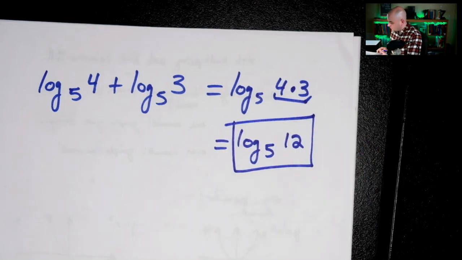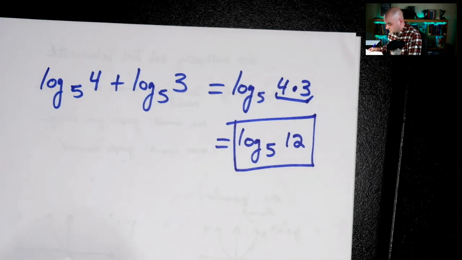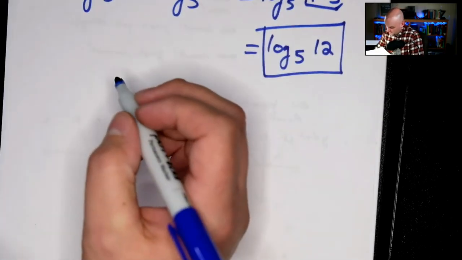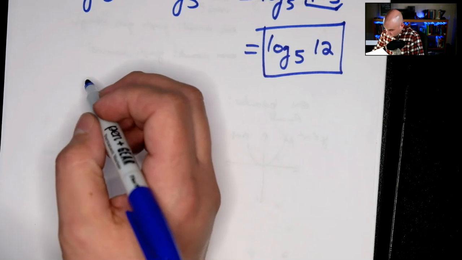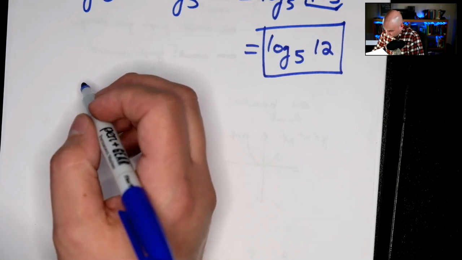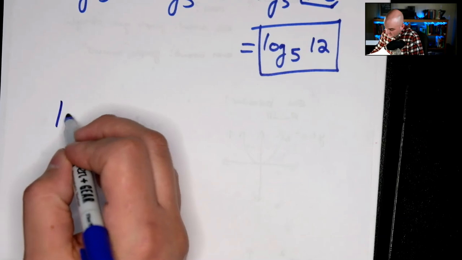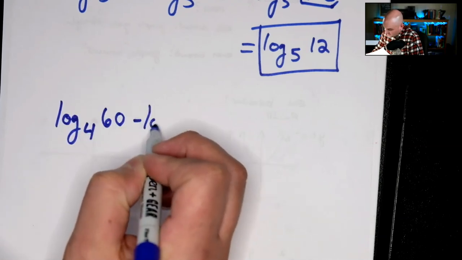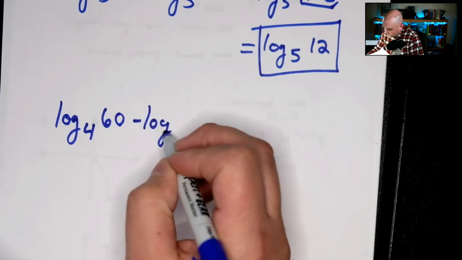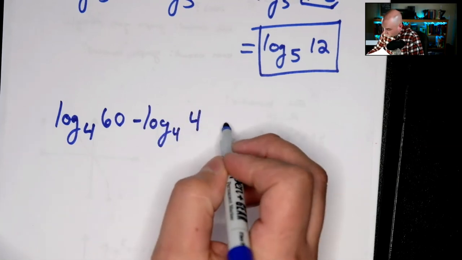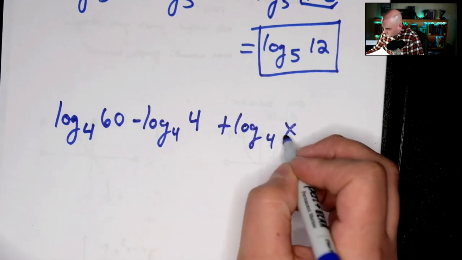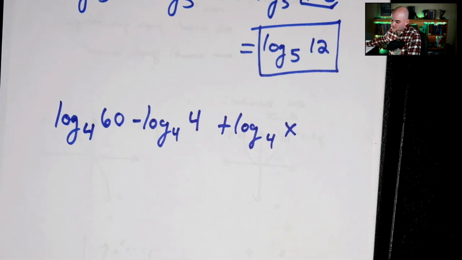Let's do another one. And like I said, I'm going to take you through this eventually. But right now, I just want to show you how these properties work out. Let's do this one right here. If I had the log base 4 of 60 minus log base 4 of 4 plus log base 4 of x, and I want to condense this into a single logarithm.